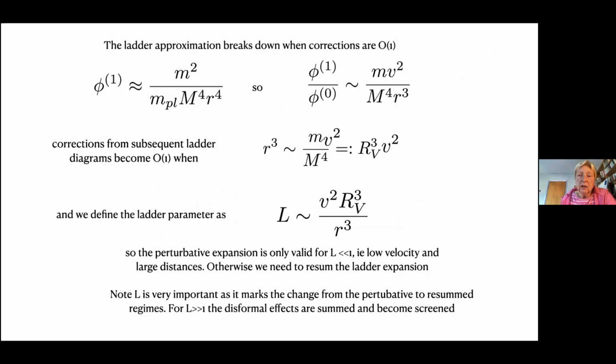Well, that's fine. We can construct the corrections, but it'll only break down when the first order correction is the same order as the leading term. And this happens when the mass times the velocity squared over the M4, the conformal factor, R cubed, is at this parameter. And in that case, the first correction is the same order as the zeroth term.